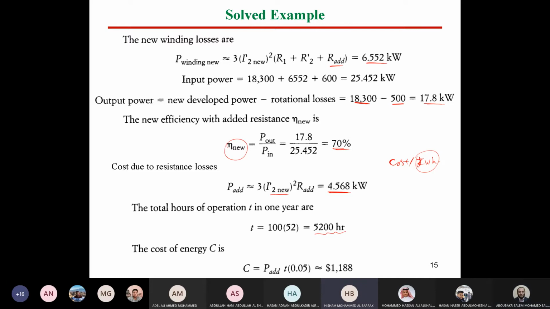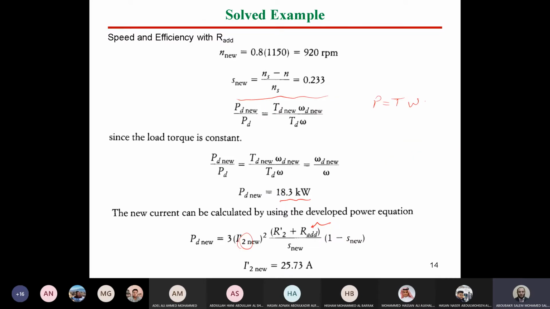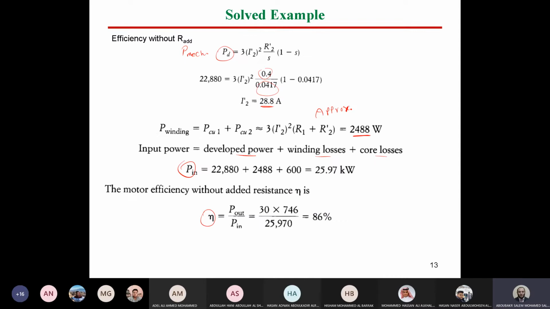Sorry, doctor, actually, I know, but I wanted to make it more exact. Once we add the resistance, the current is changing. Am I right? If we added the resistance, we will have the new value of current, which we have already calculated. Let's see again here. I2 new is 25 amperes. So this is now the current when we added the resistance. Before adding resistance, the current was 28.8.